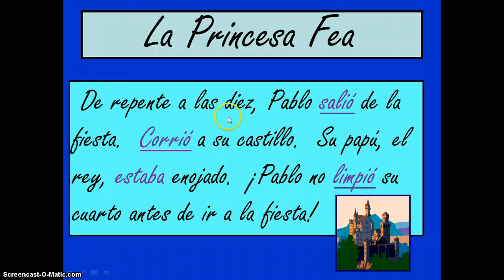De repente a las 10, all of a sudden at 10, there's your trigger. Pablo salió de la fiesta, corrió a su castillo. Sequence of events. He left, he ran to his castle. Su papá el rey estaba enojado. There's an emotion. His dad was mad. When did he become mad? We don't know. Pablo no limpió su cuarto antes de ir a la fiesta. He didn't clean his room.